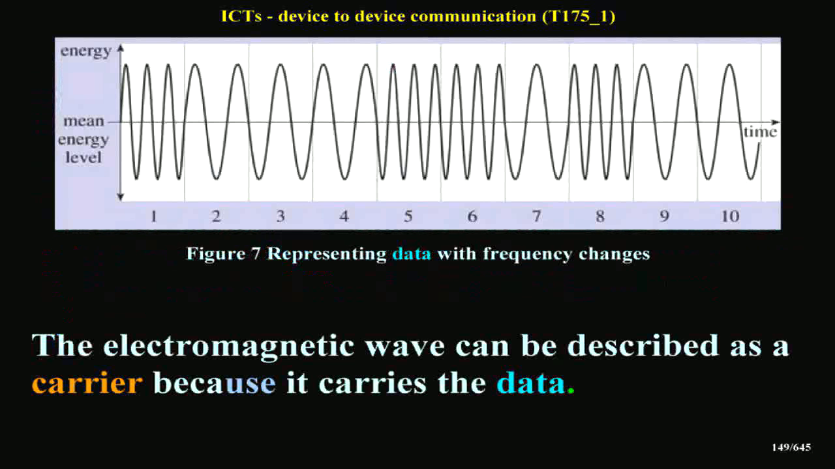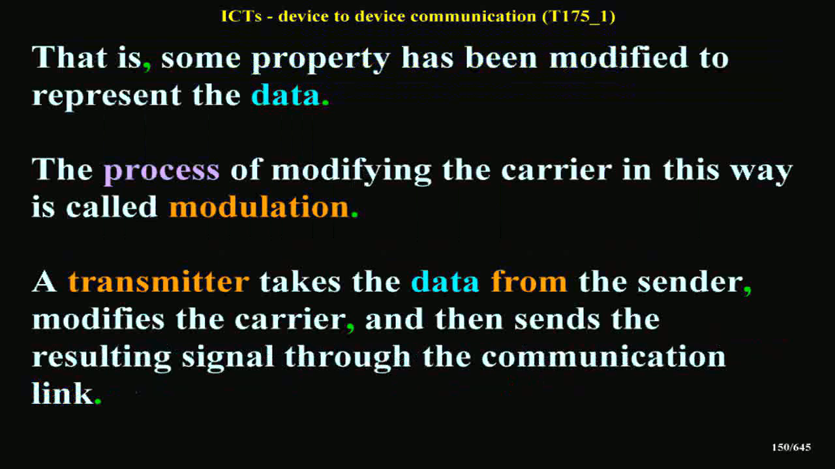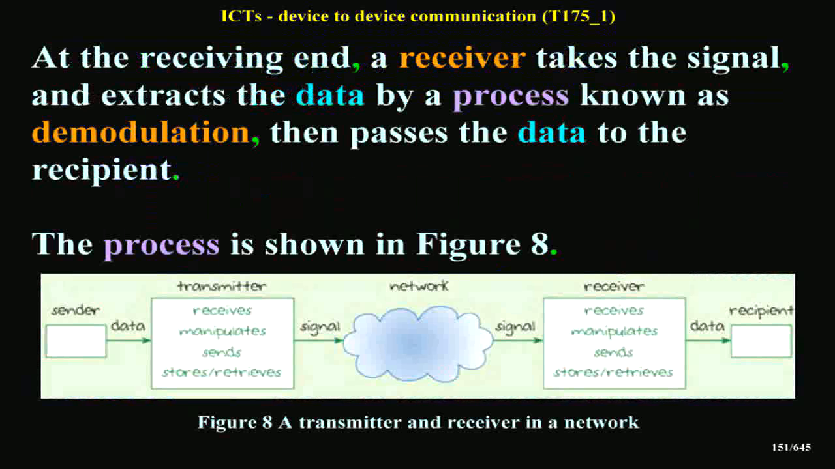The electromagnetic wave can be described as a carrier because it carries the data. That is, some property has been modified to represent the data. The process of modifying the carrier in this way is called modulation. A transmitter takes the data from the sender, modifies the carrier, and then sends the resulting signal through the communication link. At the receiving end, a receiver takes the signal and extracts the data by a process known as demodulation, then passes the data to the recipient.